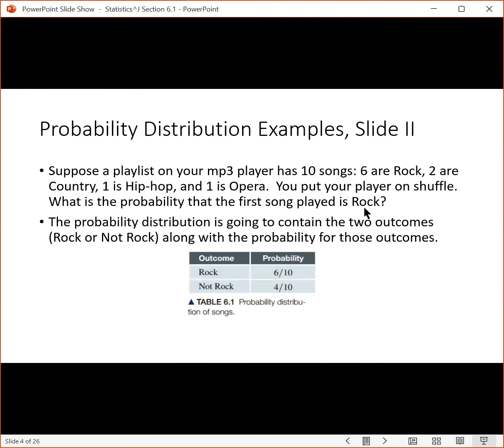All right, let's look at a non-dice example. So suppose a playlist on your MP3 player has 10 songs. 6 are rock, 2 are country, 1 is hip hop, and 1 is opera. You put your player on shuffle. What is the probability that the first song played is rock? All right, so the probability distribution that would be associated with that is below. So we can see we've got rock on there, and then there are 6 out of 10 songs that are rock. So that gives us a 6 in 10 probability. And then not rock would be the rest. So 4 out of 10. And again, if you added these up, you'd get 1.